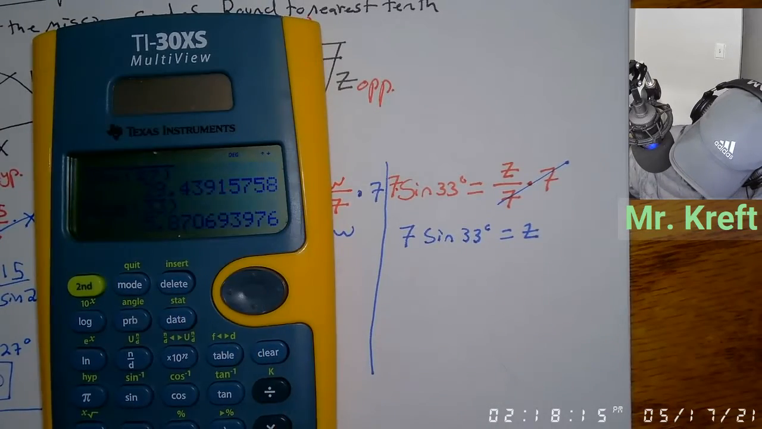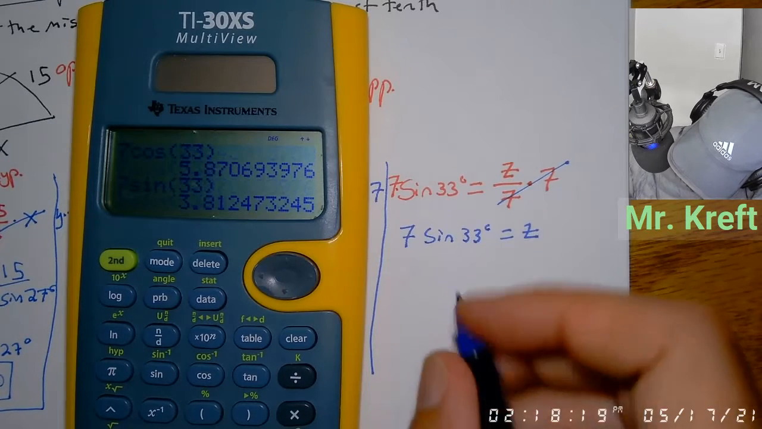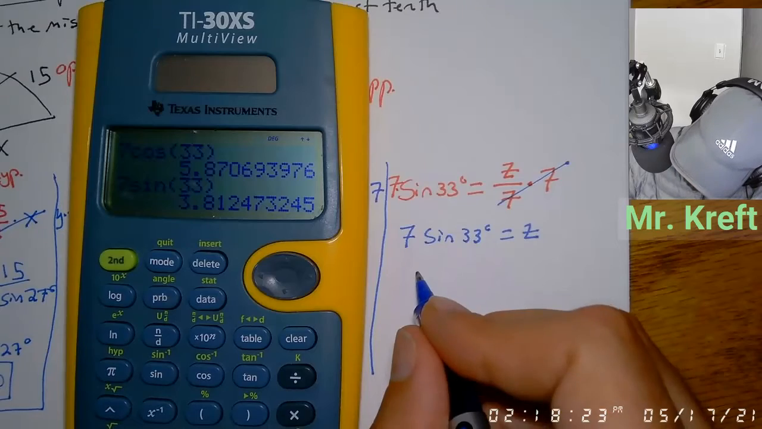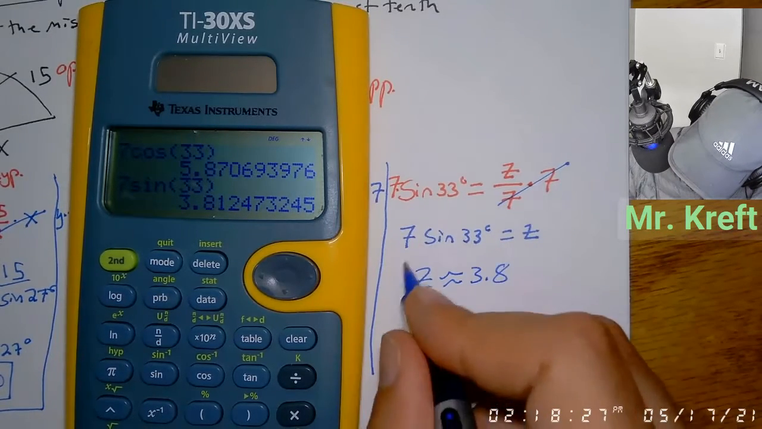Let's type this into my calculator. I get 7 sine of 33, and the first decimal is an 8. I go to the right, it's not 5 or higher, so I get Z is approximately 3.8.